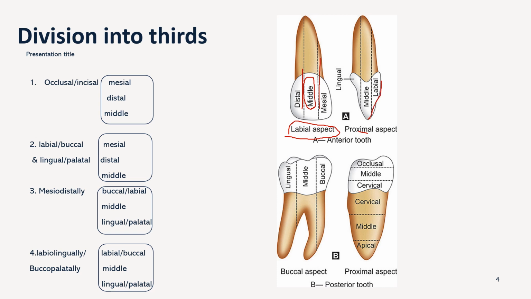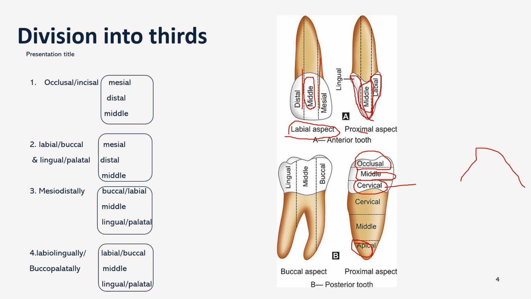Labial is toward the lips, lingual is toward the palate or the tongue, and the middle portion is the middle third. The buccal aspect of posteriors is the same: buccal, middle and lingual. Then in the proximal aspect: occlusal, middle and cervical. As I have told, the neck is also known as the cervix of a tooth, so this is cervical. The same goes for the root: cervical, middle and apical, apical being toward the apex.